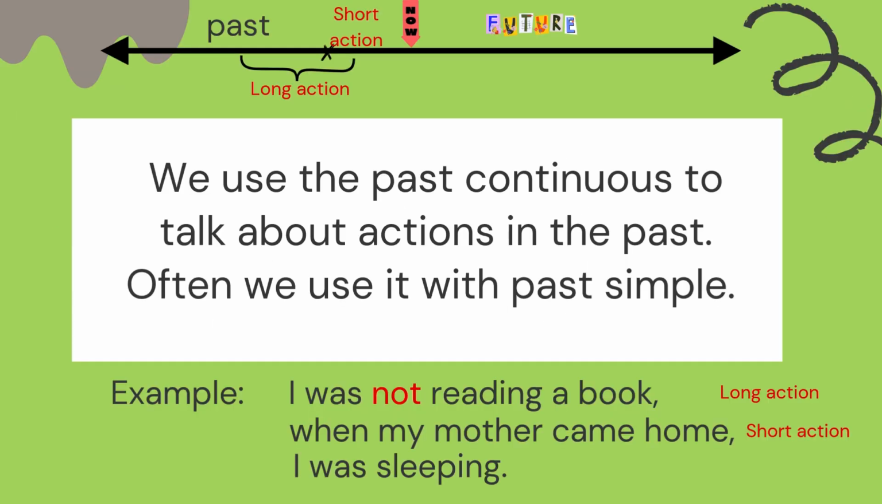Now, we know we use past continuous to talk about actions in the past, often a long action when we talk about a smaller action. So, I was reading a book, a long action, when my mother came home. I was not reading a book when my mother came home. I was sleeping.